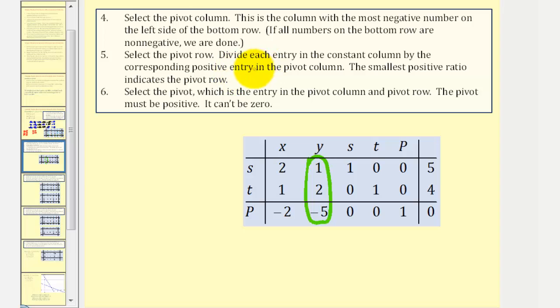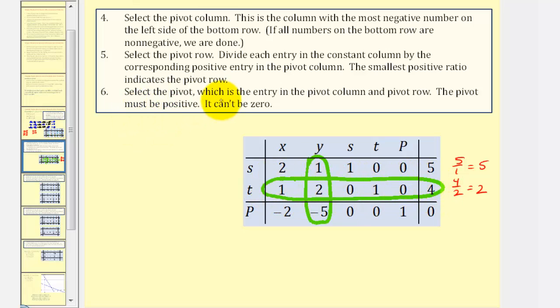Step 4, we want to select the pivot row. To do this, we divide each entry in the constant column by the corresponding positive entry in the pivot column. The smallest ratio indicates the pivot row. So we're only concerned about the first and second row. So 5 divided by 1 is equal to 5, and 4 divided by 2 equals 2. The pivot row will never be this last row. So the smallest ratio is 2, which means this is the pivot row.